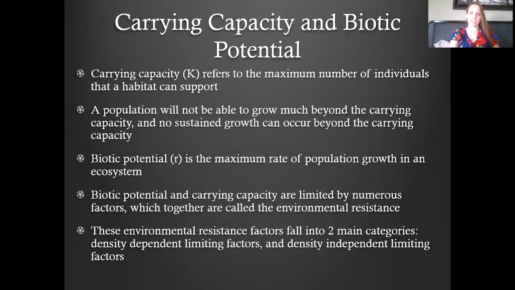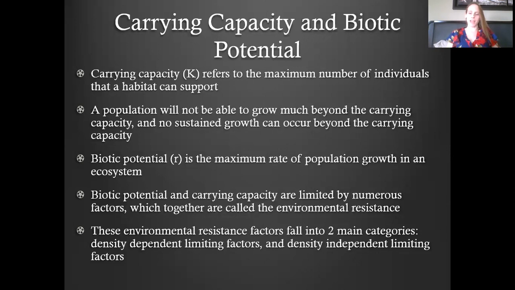So carrying capacity is the maximum number of individuals that a habitat can support. Carrying capacity is sometimes referred to as just K for short. A population won't be able to grow much beyond carrying capacity, and there can't be any sustained growth beyond carrying capacity. So that means a population could grow above carrying capacity, but can't stay up there. Biotic potential is the maximum rate of population growth, and that's sometimes referred to by the letter R.